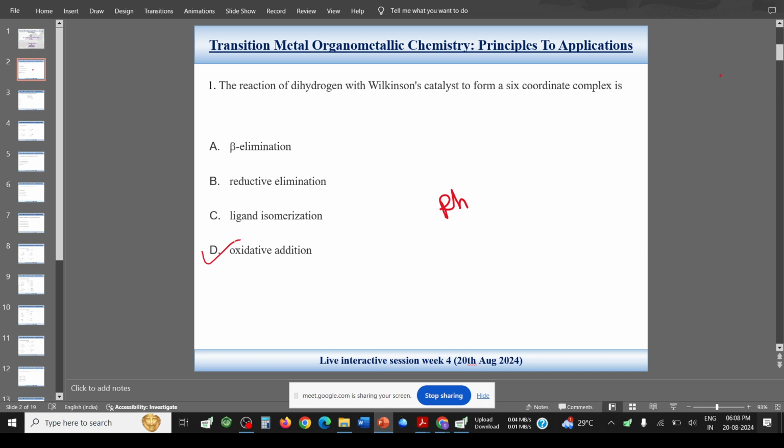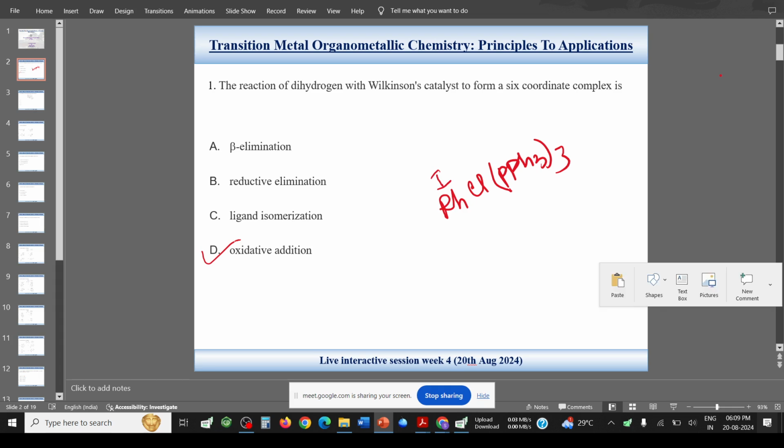So Wilkinson catalyst is RhCl(PPh3)3. So this is the chemical composition of Wilkinson catalyst. Here the oxidation state of rhodium in the catalyst is +1, and the coordination number is 4.